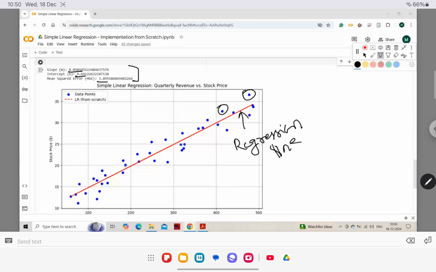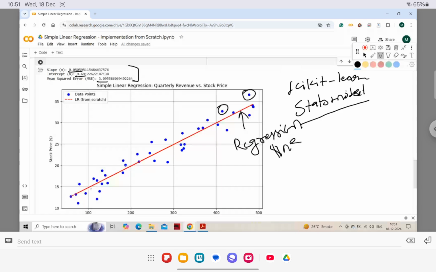Note this. So in the next lecture, when we build a simple linear regression model using the libraries scikit-learn and statsmodels, first we will build using scikit-learn, and second we will build using statsmodels. There we will see we will get the exact same value for beta 1 and beta naught, and the exact same value for mean squared error. We will be using the same data, and we will also see that we will be getting the exact same regression line as we have got here.